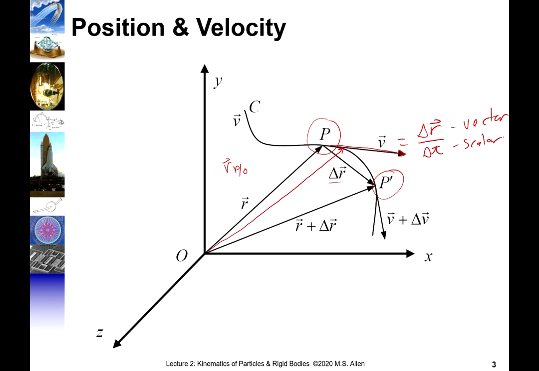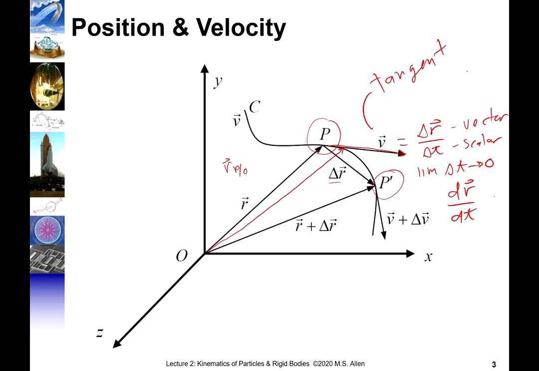So that velocity is tangent to the curve because of this property here, that as delta t goes to 0, this will become closer and closer to r, and v becomes a vector tangent to the curve. So in the limit of delta t approaching 0, this becomes the derivative of r with respect to t.